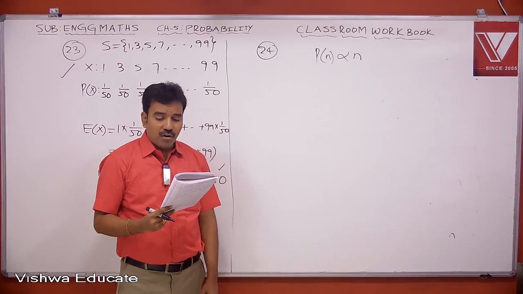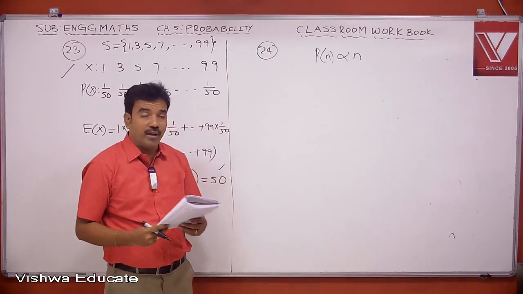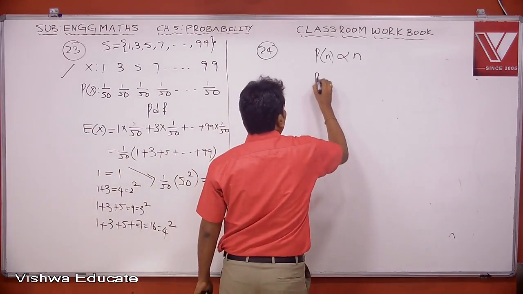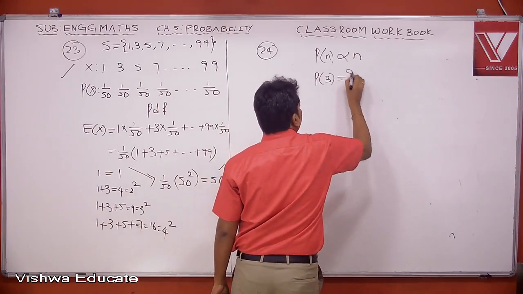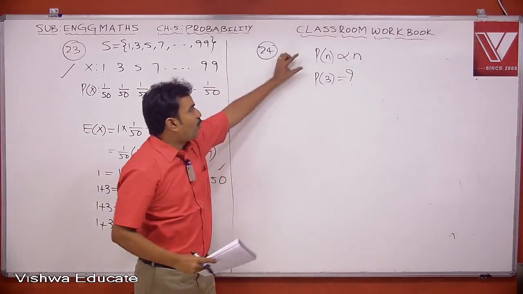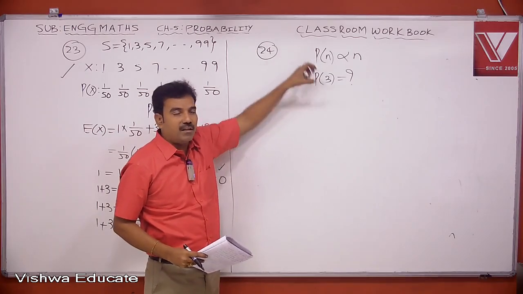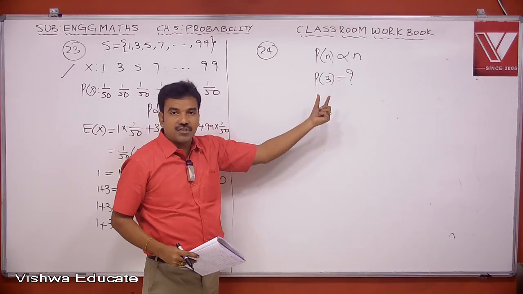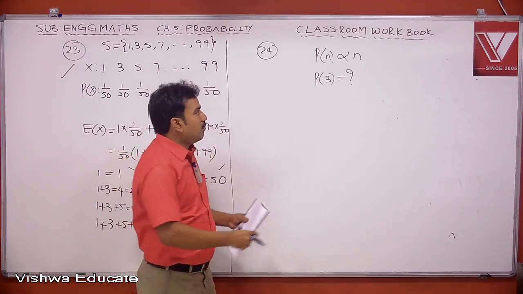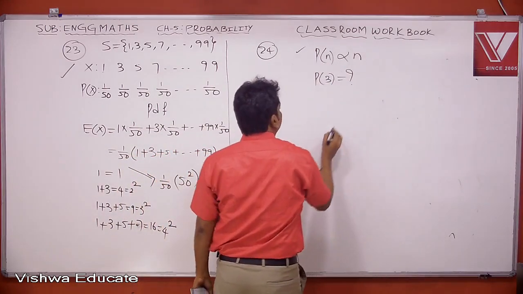So the probability of a face with 3 dots showing up. That means we need to find P of 3. Generally, when this condition is not given, what is P of 3? 1 by 6, 1 out of 6. But here this condition is given, let us see.